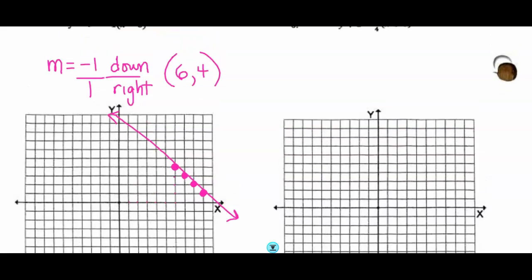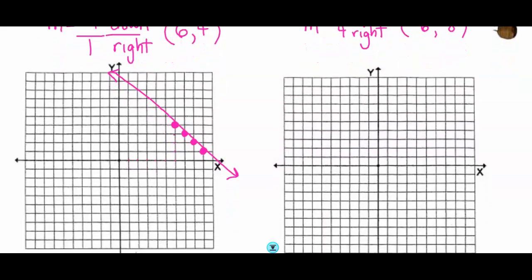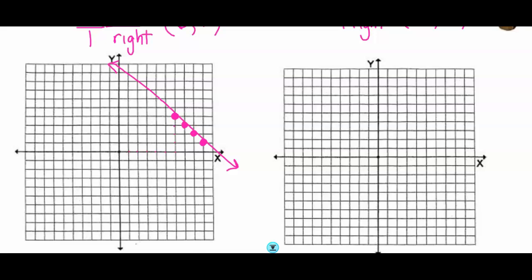Let's try another. Pull back the screen. So on this one, my slope is 3/4. That means I'm going to go up and right. I notice that these are both pluses, so I need the opposite. So that would be the ordered pair, -6, -8. So I need to pull my screen down here. I'm going to go left 6, down 8.